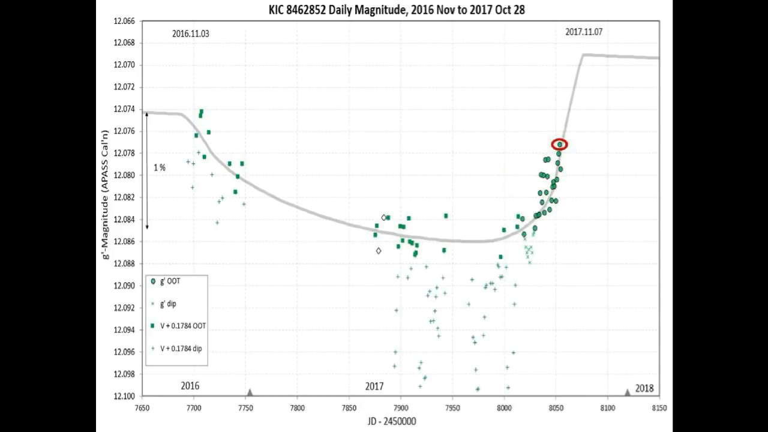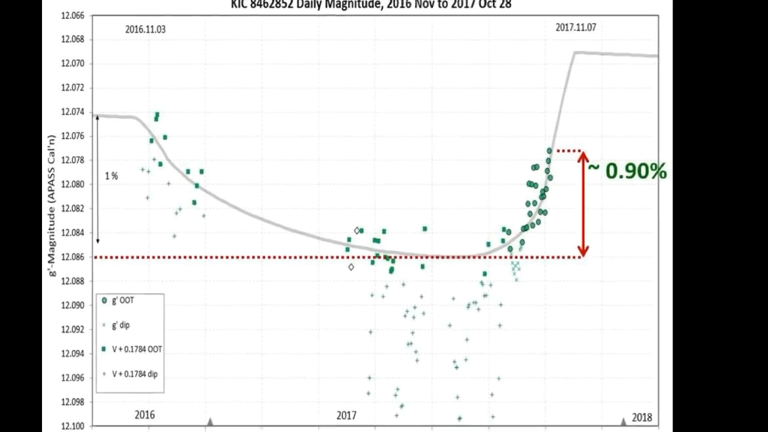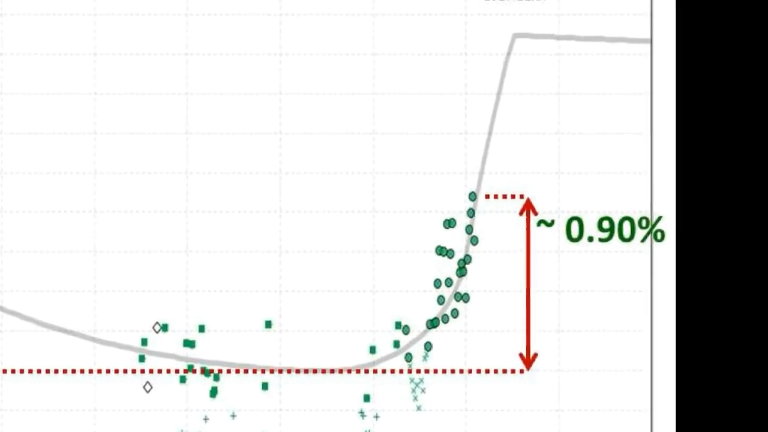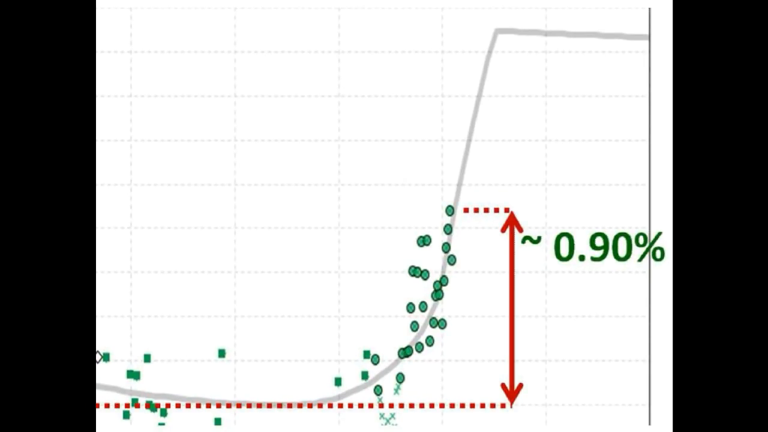And this is his latest measurement, circled in red, which is approximately 0.9% above the low or the bottom point in the flux curve. We hope that he can finish his measurements before Tabby Star goes too far below the horizon for him to accurately measure and test his theory completely.